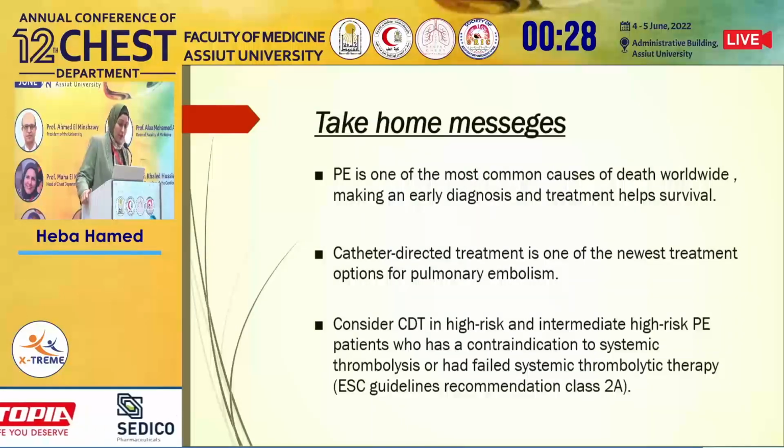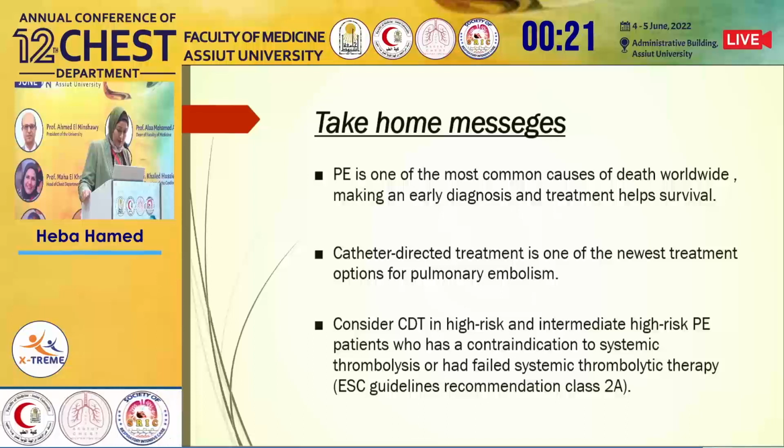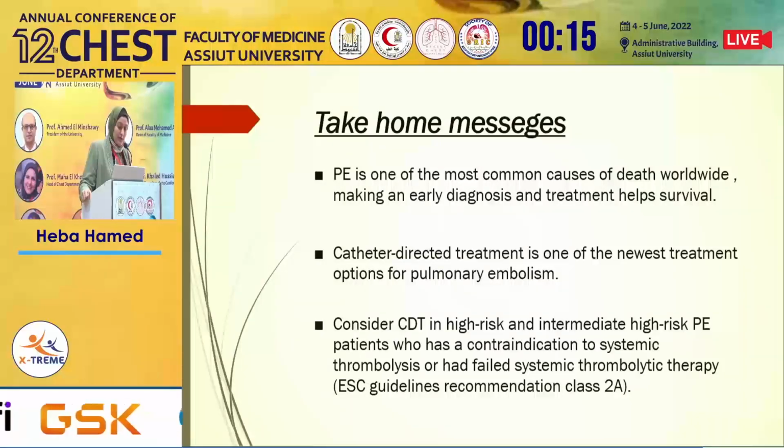Take home message. PE is one of the most common causes of death worldwide, so early diagnosis and treatment help survival. Catheter-directed treatment is one of the newest treatment options for PE. Consider catheter-directed treatment in high-risk and intermediate-high-risk PE patients who have a contraindication to systemic thrombolysis or have failed systemic thrombolysis. Thank you.